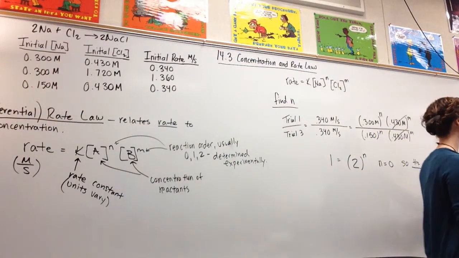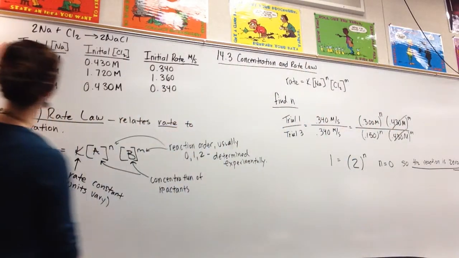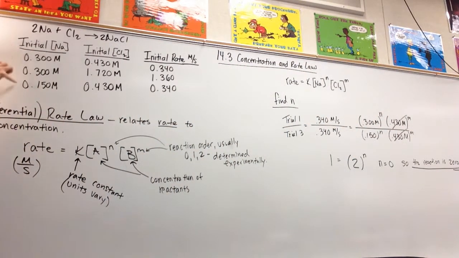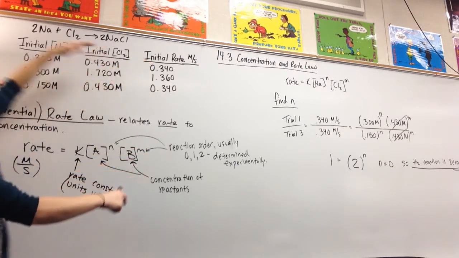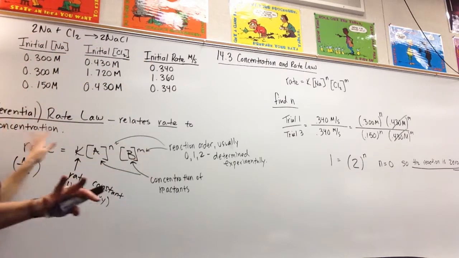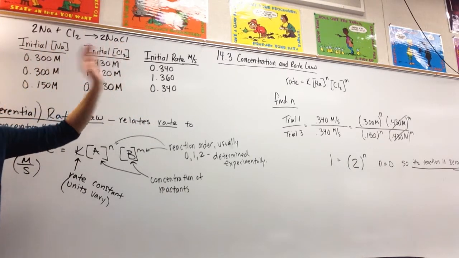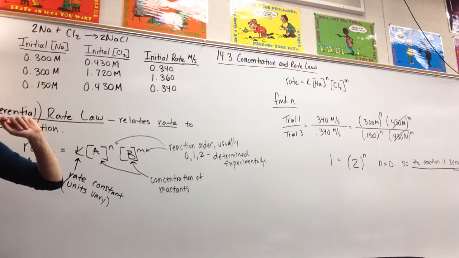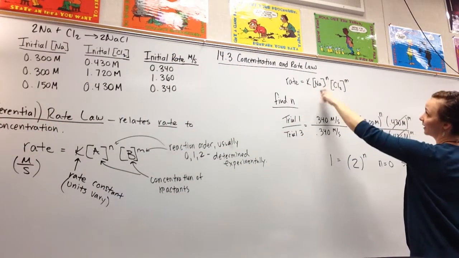So what does that mean? That sounds like a bunch of fancy words strung together, but it means something really simple. If something is 0 order in Na, and the data supports this, take a look. If we change the concentration of Na while these remain constant, what happens to the rate? Does it change at all? No. So if something is 0 order, that means the concentration of that reactant has no effect whatsoever on the rate. We can do whatever we want to the Na, and the rate wouldn't change. That's what it means to be 0 order. All right, so now we know what N is. When we plug that in, it's going to be 0.